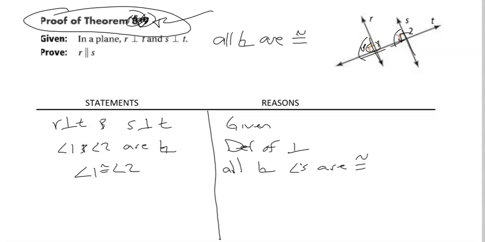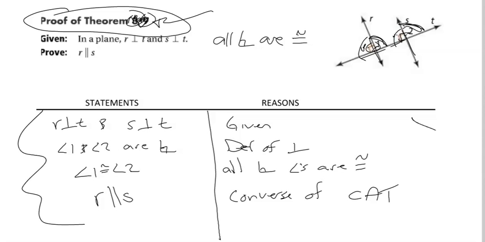Now, I thought we were talking about this angle and this angle, but we're talking about this angle and this angle, but they're still corresponding angles. So I could finish my proof by saying R is parallel to S by the converse of the corresponding angles theorem.